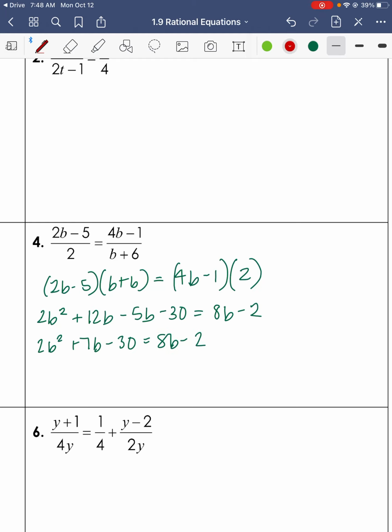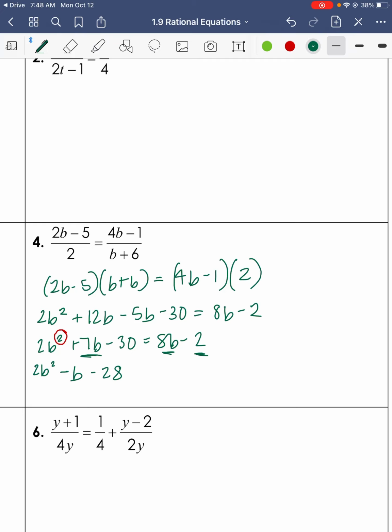Okay, so we see here that we have a quadratic equation because the degree is 2. So we know that we're either going to have to factor, use the square root method, the quadratic formula, or completing the square. Okay, and for most of these, we want to get everything on the left side anyway. So let's just move everything over to the left side and set it equal to 0. So we're going to have 2b squared, 7b minus 8b. We're going to have minus b, and then negative 30 plus 2, minus 28 there.